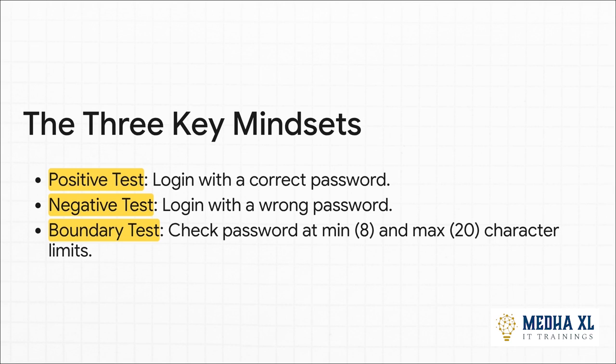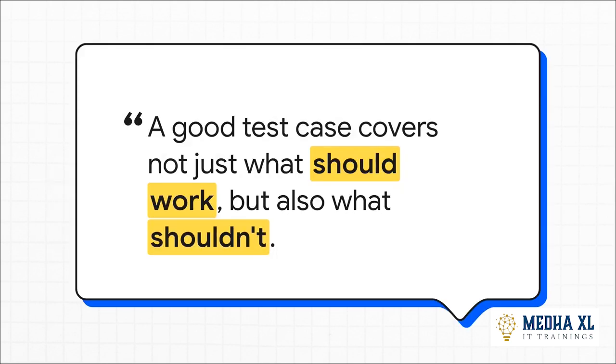And then there's the boundary test. This is where you test the absolute edges. If a password has to be between 8 and 20 characters, you test one with exactly 8 and one with exactly 20. You would be absolutely shocked how many systems break right at those boundaries. This is really the core philosophy of great quality assurance. It's not just about proving that the software works. It's about proving it can handle being used incorrectly without just falling apart. A good test case covers not just what should work, but also what shouldn't.